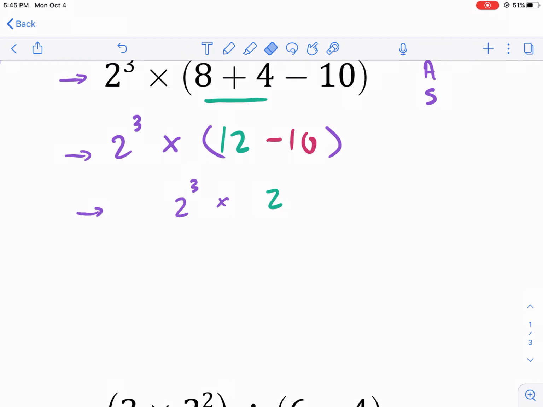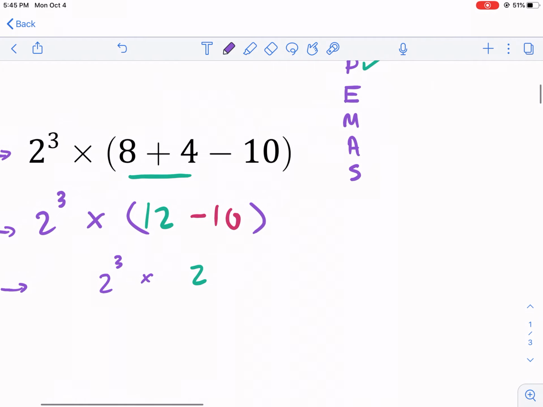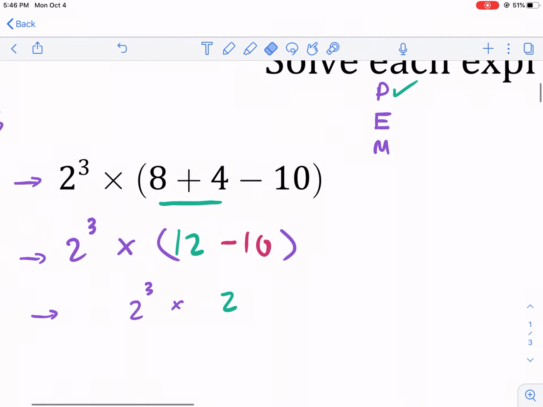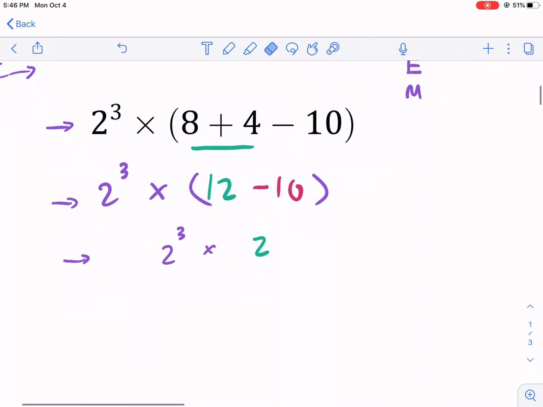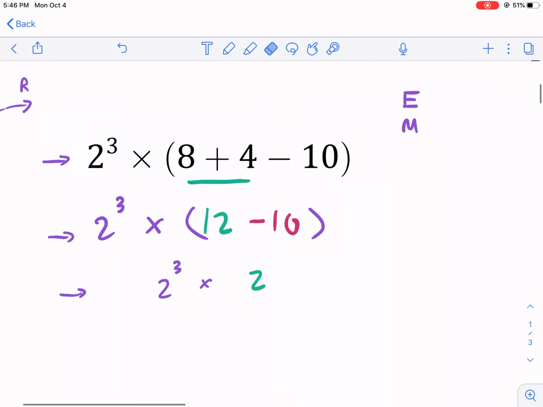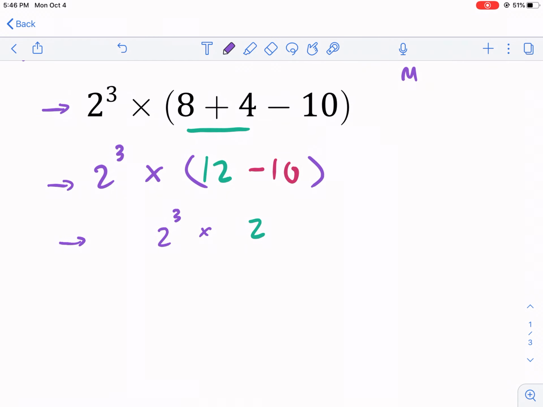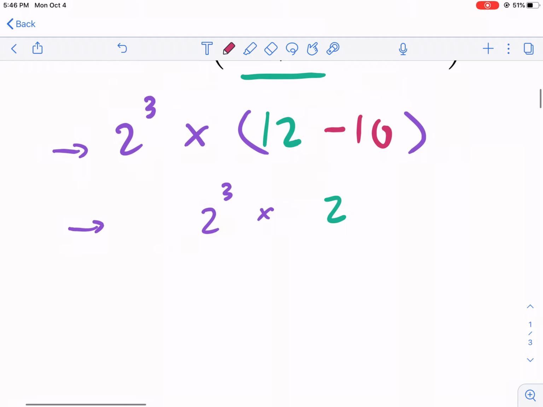So now let's get rid of some things here. We got rid of our addition. We got rid of subtraction. We don't have any parentheses anymore. Now we're down to exponents and multiplication. Well, we know that exponents come first, so we have to do this one before we do the multiplication.